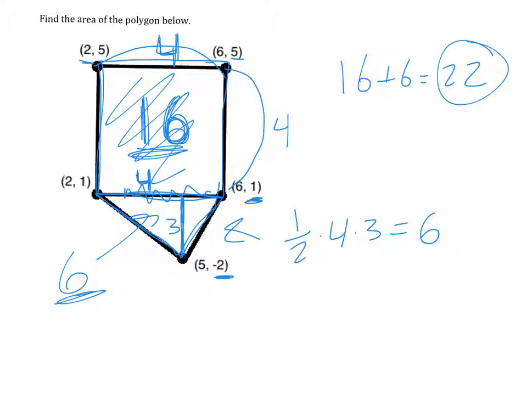So anytime you can divide up a shape into squares and triangles, you just find the area of each one and add them up. And that's the trick.